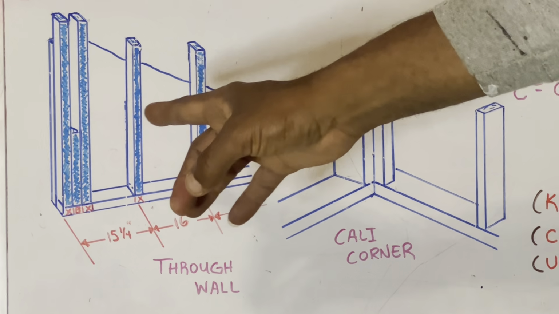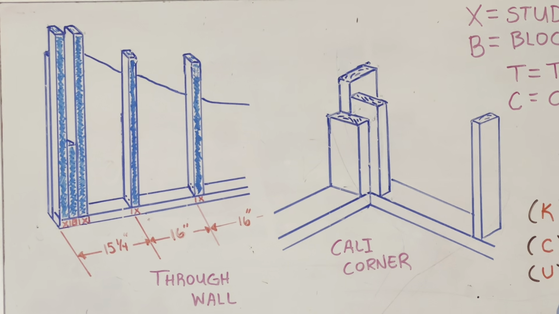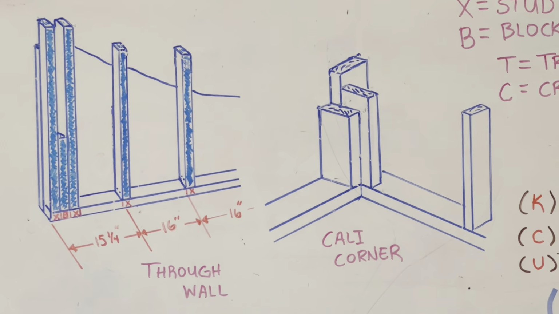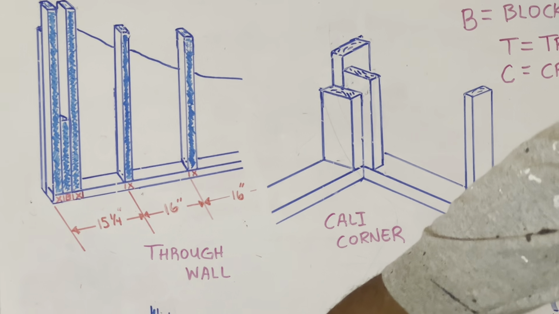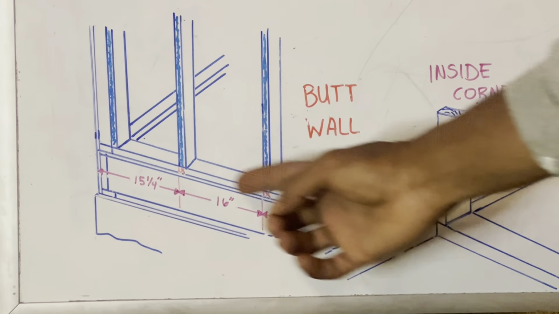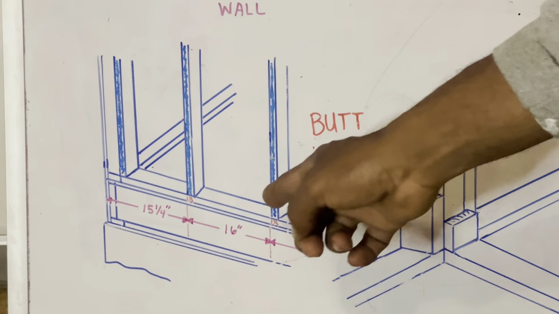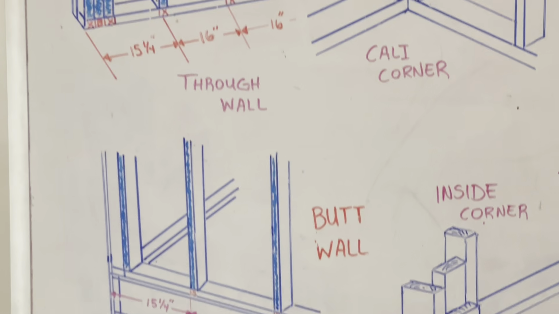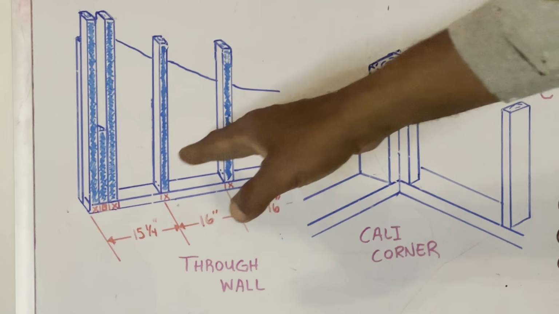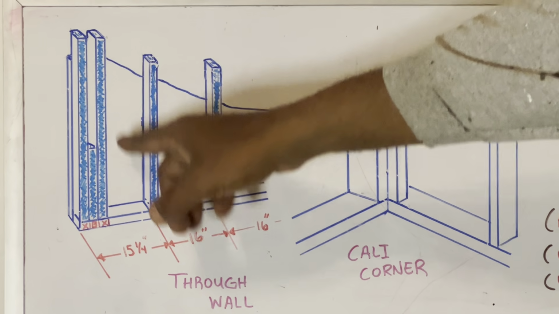This type of corner post, which is an outside post on your through wall, is called a through wall because if you look right here in this example, it's running through your structure. This other wall that comes right here is butting into my through wall. That's why this is called a butt wall, and this is called a through wall. Now your through wall has these 2 studs and your block over here.